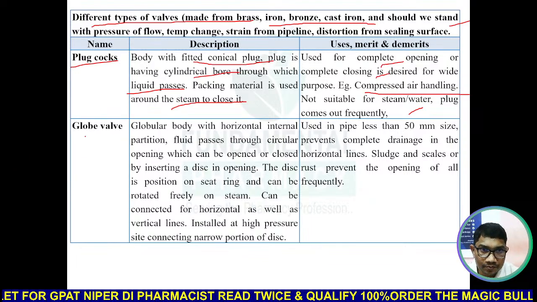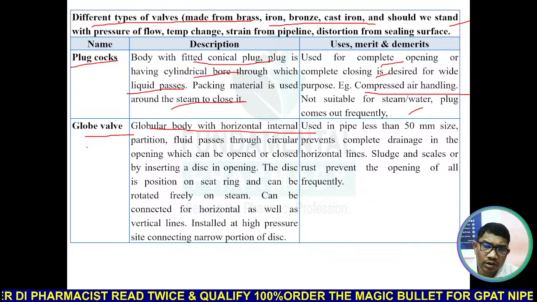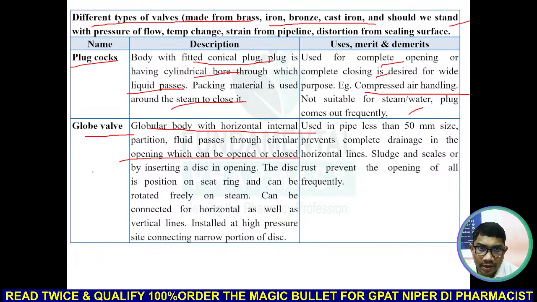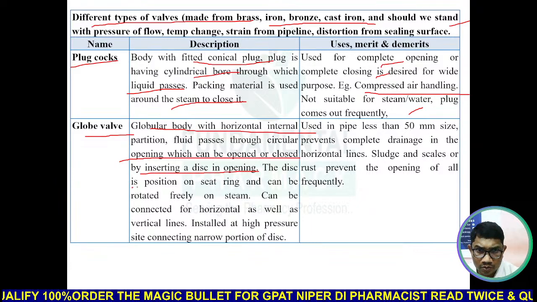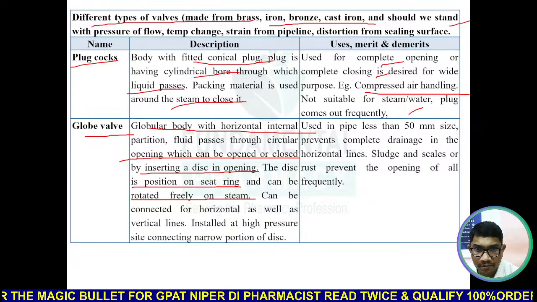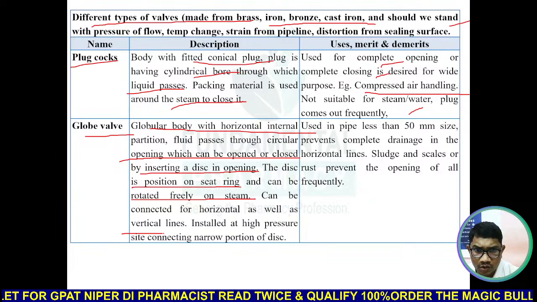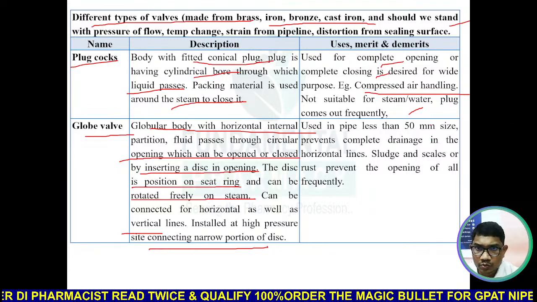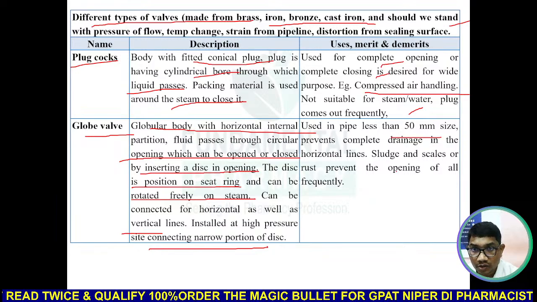Now the globe valve. There is a globular body with a horizontal internal partition. Fluid passes through a circular opening which can be opened and closed by inserting a disc in the opening. The disc is in a position to seat in. It can be rotated freely on a stem, can be connected to horizontal as well as vertical lines, installed at a high pressure side, connecting a narrow portion disc. So it is used for pipes less than 50 mm in size, and prevents complete drainage in horizontal lines.